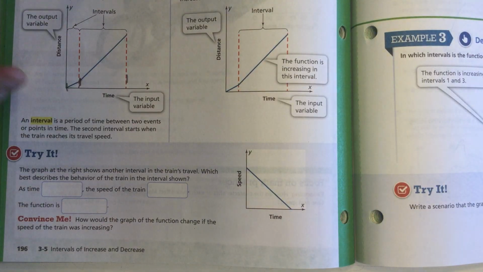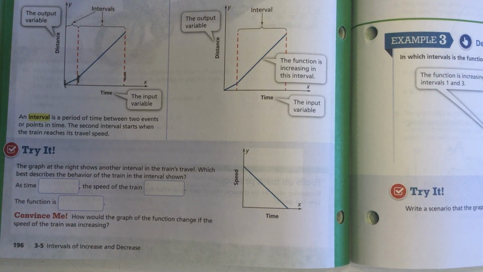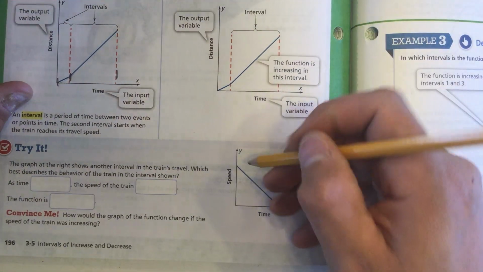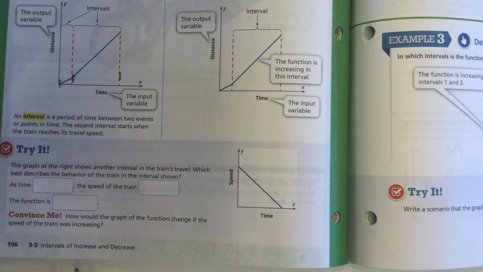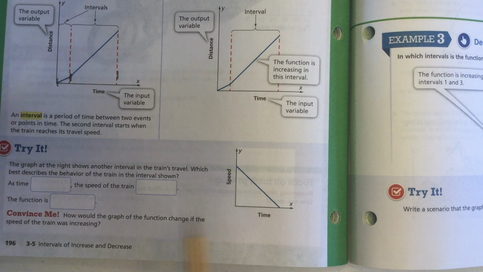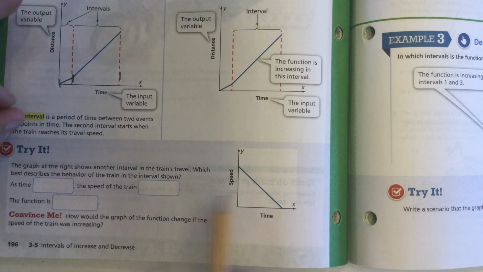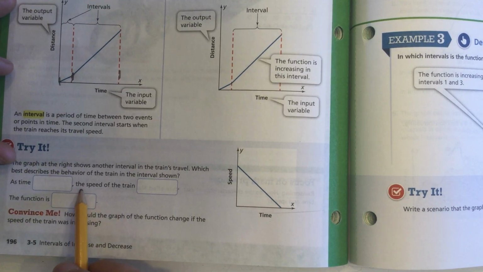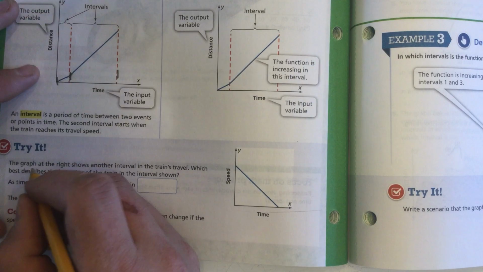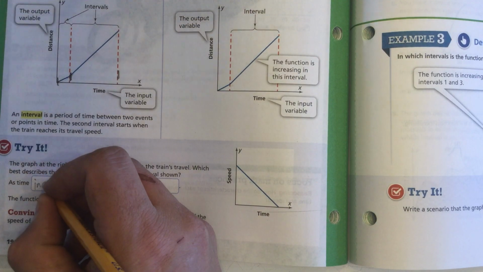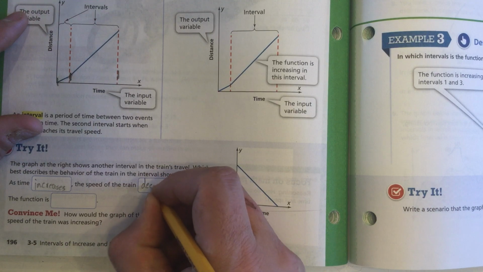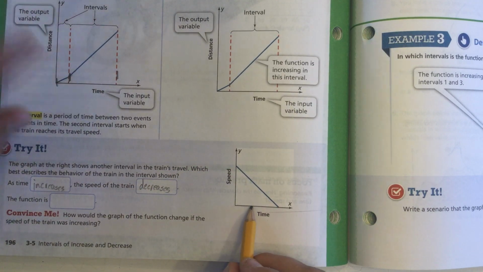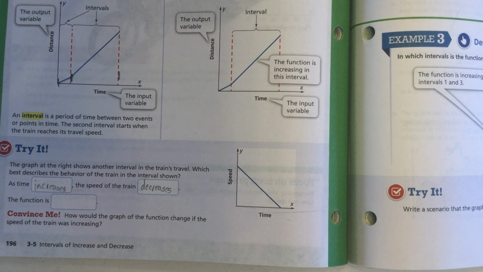The graph to the right shows an interval in the train's travel. Which best describes the behavior of the train in this interval? So it's probably picking up from there. It was going at a steady speed, and it starts slowing down. This is speed against time this time. Which best describes the behavior of the train in this interval? As time continues, as time goes up, the speed of the train goes down. As the time increases, which is the word they want you to use, the speed of the train decreases. So as I'm going this way, this is going that way. That's what we are looking for.